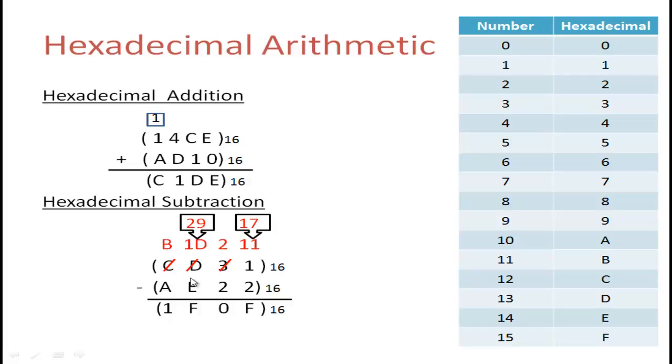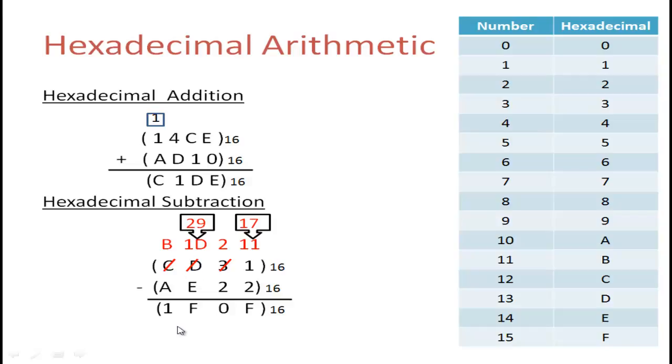Further, you have to subtract E, that is 14, from D. That is, you have to subtract 14 from 13. In this case, D has to take a borrow. It will take a borrow from C. C will become B and it will become 1D. As you will see from hexadecimal counting, 1D represents the decimal number 29. So 29 minus E, that is 14, is equal to 15, that is F. And B, that is 11, minus 10 is equivalent to 1.